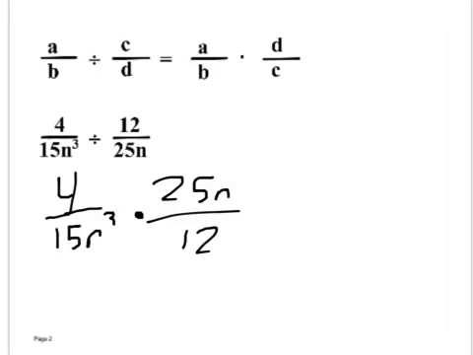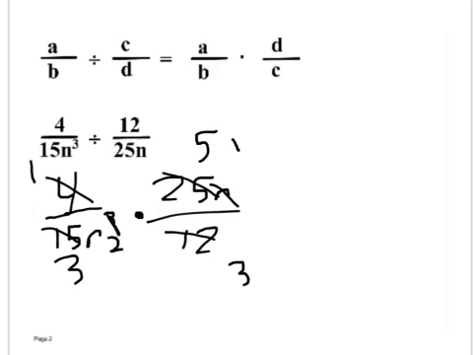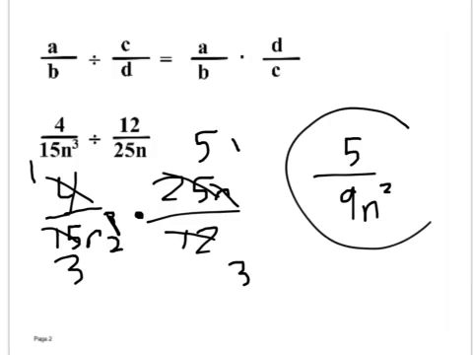All right, I'm going to take out 4, get 1, take out 4 here and get 3. Take out 5 and get 5, take out 5 and get 3. Take out an n, right? Get rid of that. That's going to get one of those and leave a 2. So what's on top? 5 over 9n squared. There's my answer. Any questions on how to do that?